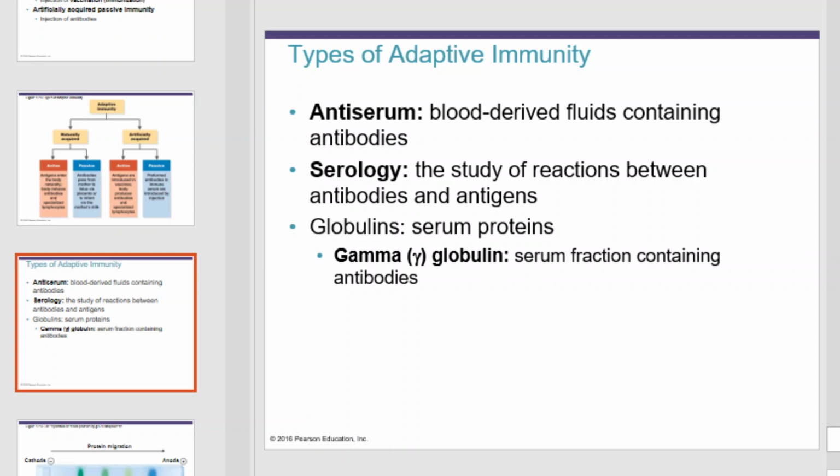Antisera, serology, and globulins are the last things to consider in this lecture video on adaptive immunity. Antisera are blood-derived fluids containing antibodies, which can be used in an adaptive immune response. Serology is the study of reactions between antibodies and antigens, and globulins are serum proteins, serum fractions that contain antibodies that can be used to develop adaptive immunity. This concludes your adaptive immunity lecture video.